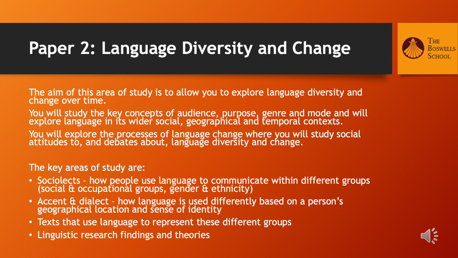diversity and change. Our key areas of study are sociolects, to include social and occupational groups, gender and ethnicity. And within sociolects, we focus on how people use language to communicate within the context of these different groups. We study accent and dialect, which includes regional, national and international varieties of English. And we focus on how language is used differently based on a person's geographical location and sense of identity. We look at texts that use language to represent these different groups, and we cover linguistic research findings and theories for each of the aforementioned topics.